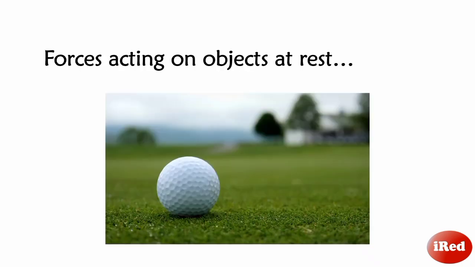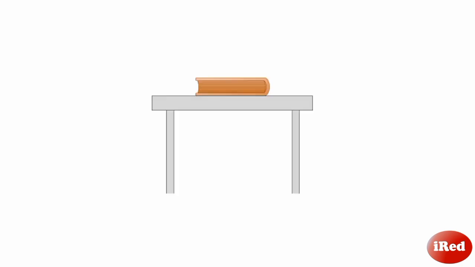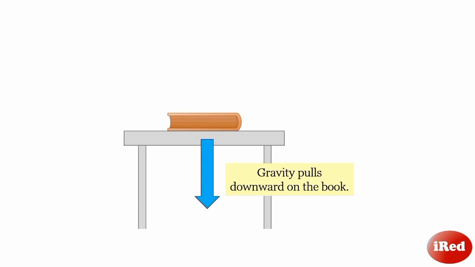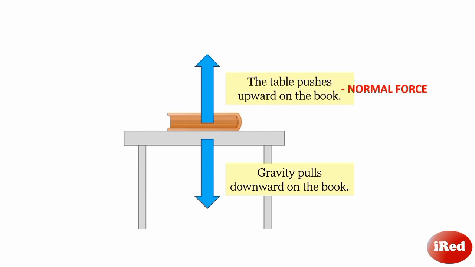Now let's first consider the forces acting on stationary objects, such as this book resting on a tabletop. While this book is not moving on the table, are there forces acting on it? Yes, there are. There are two forces acting on the book. One force is the Earth's gravitational pull, which exerts a downward force on the book. The other force, the push of the table on the book, is sometimes referred to as a normal force. This force pushes upward on the book.